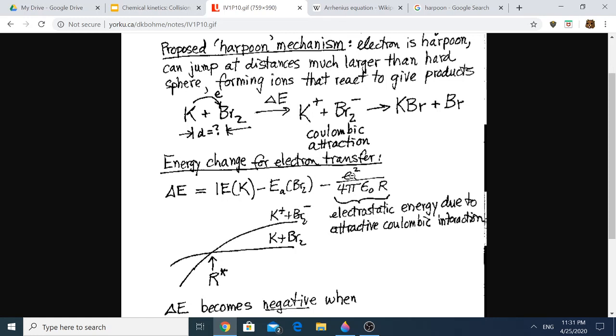Right, so these are all constants. And R is the distance between the two particles, between the potassium and the bromine. And so, with this expression for the overall energy change delta E, how do we calculate the maximum distance between the potassium and the bromine molecule in order for electron transfer to occur?